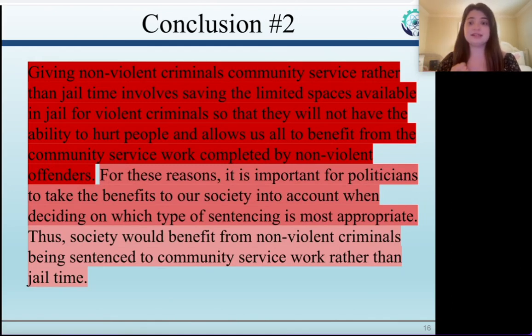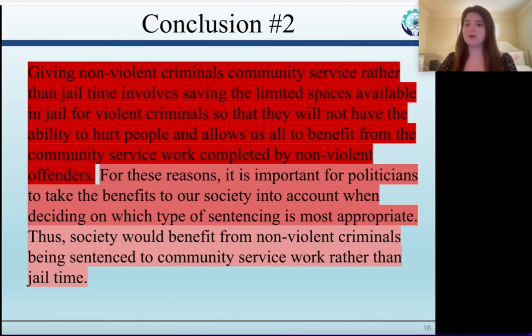Because the everyday citizen or the everyday parent doesn't get to make that call. The politicians get to make that call, right? Perhaps we could be speaking to other people as well, in terms of who you're voting for or things like that. You could make that argument too, that people out there should vote for politicians who will take that into account. But really, who we're mainly talking to is the politicians themselves, right? So I say, for those reasons, it's important for politicians to take the benefits to our society into account when deciding which type of sentencing is most appropriate, right?